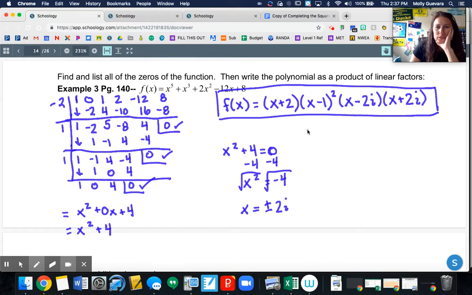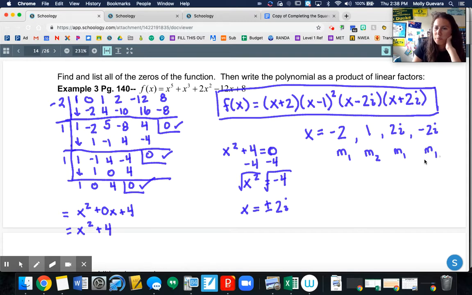Okay, and that also tells me the zeros of this graph, because it says find and list all the zeros. I have 1 zero at negative 2, so that has a multiplicity of 1. I have a 0 at positive 1, but it has a multiplicity of 2. I have a 0 at 2i, and that has a multiplicity of 1, right? Because the exponent on this parentheses is a 1. And then I also have negative 2i. And again, the exponent on the parentheses is 1, so that's a multiplicity of 1.